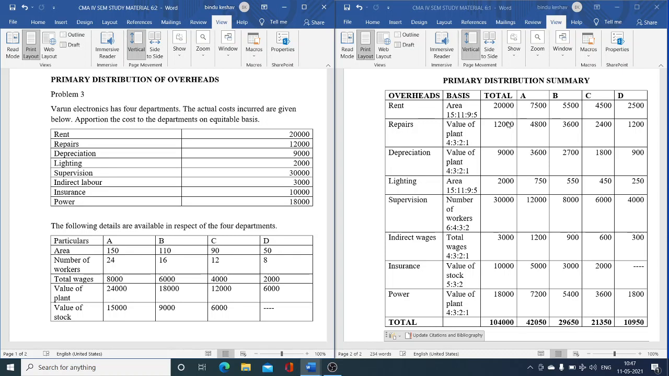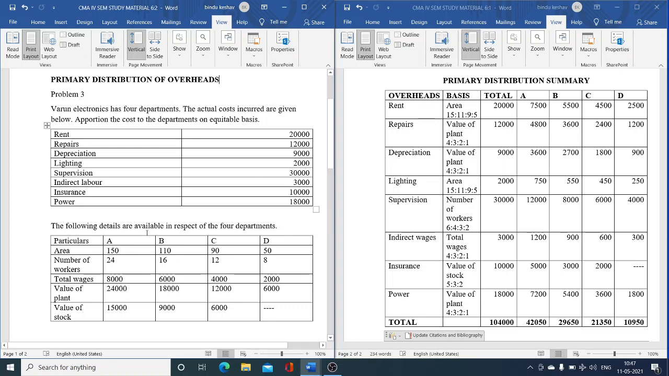Now how do we divide this 12,000 rupees to the different departments? 12,000 into 4 divided by 10, 4,800. 12,000 into 3 divided by 10, 3,600. 12,000 into 2 divided by 10, 2,400. 12,000 into 1 by 10, 1,200.